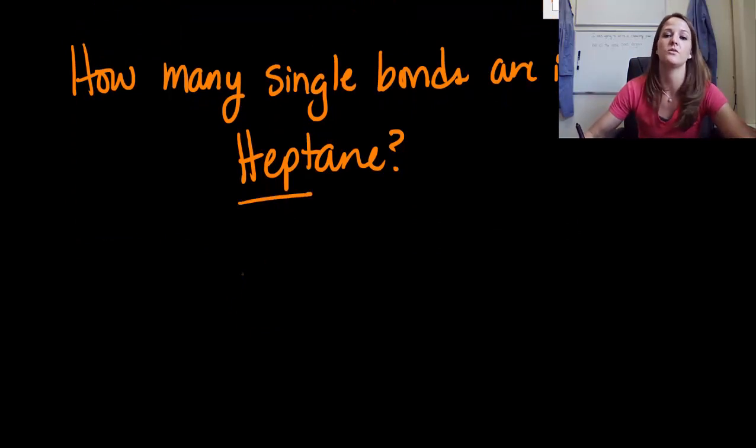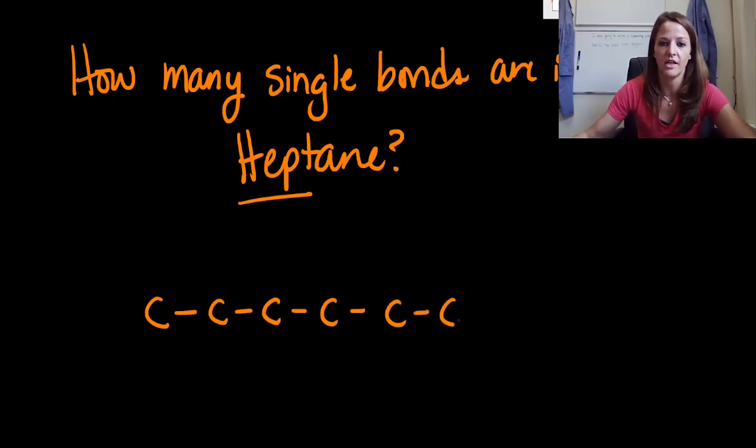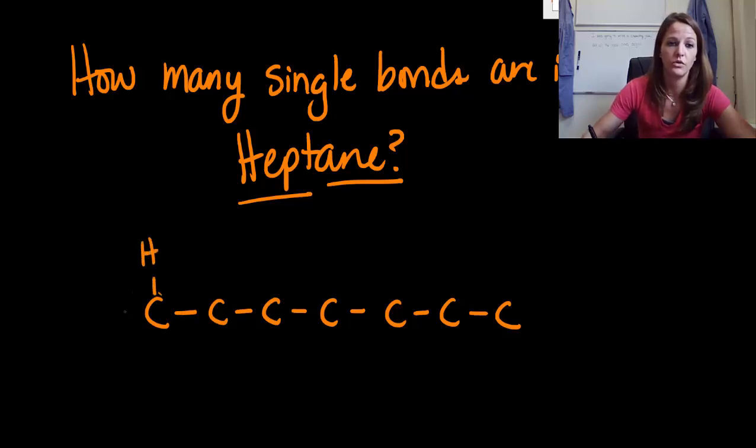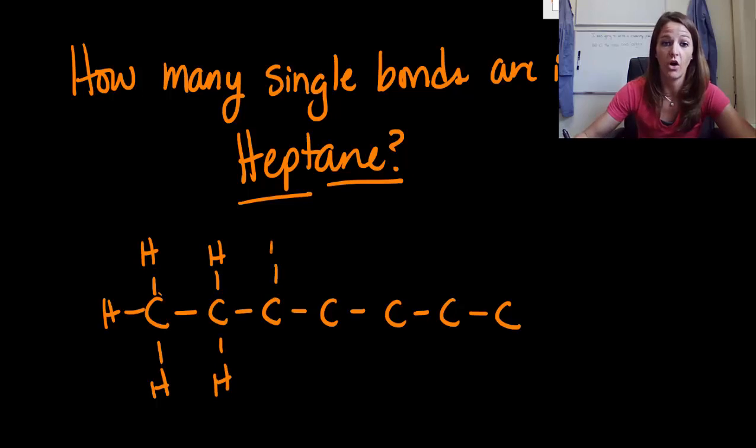So Hept says we have 7 carbons. So 1, 2, 3, 4, 5, 6, 7. Ane means that they all have single bonds between them. There's no double bond, no triple bond. Now remember, carbon wants to be attached to 4 things. So we're going to start with the one on the left. It has 1, 2, 3, 4. Perfect. Now this carbon, 1, 2, it just needs 2 hydrogens, 3 and 4.